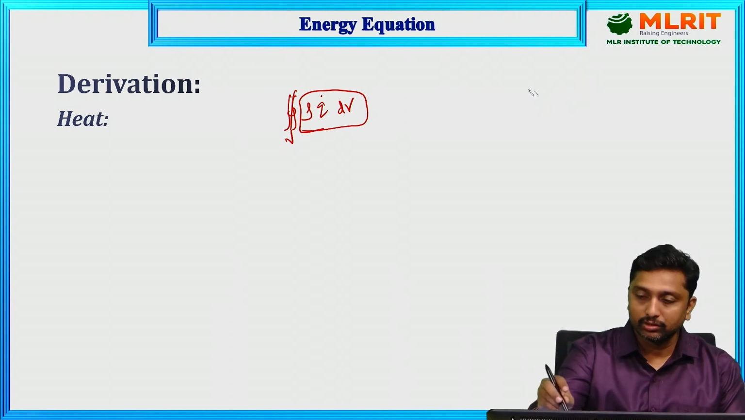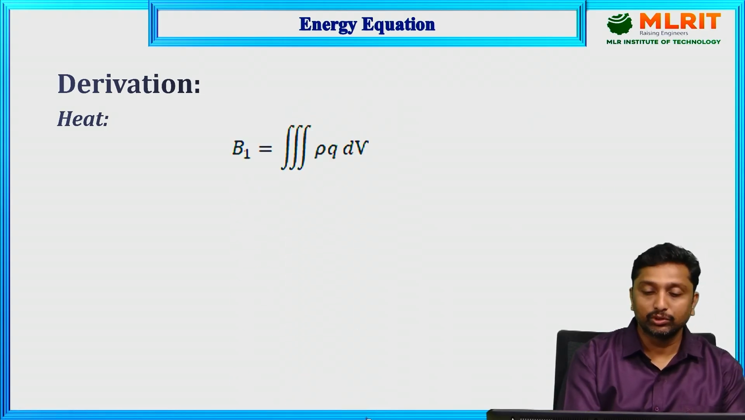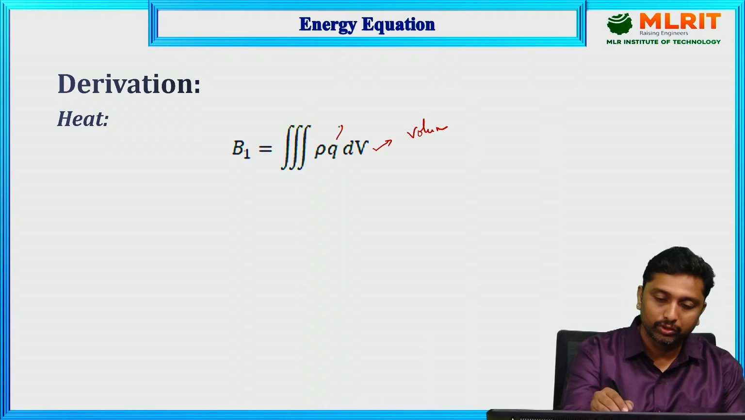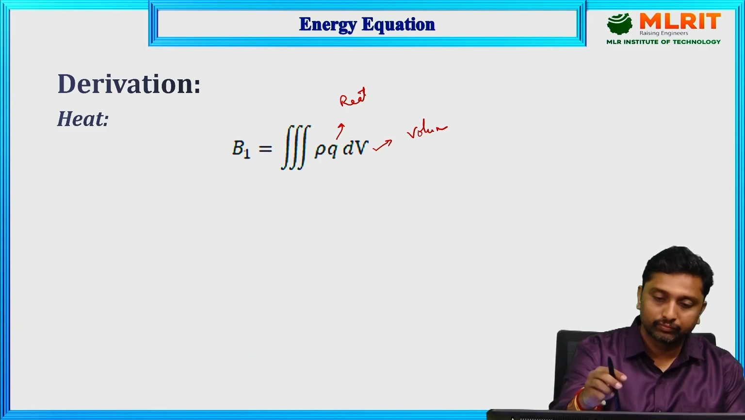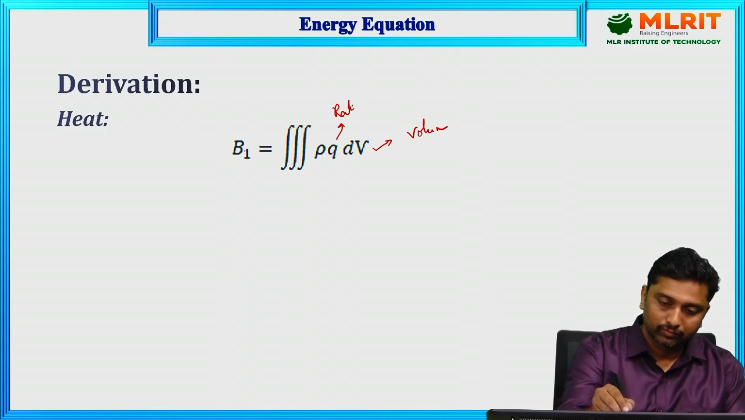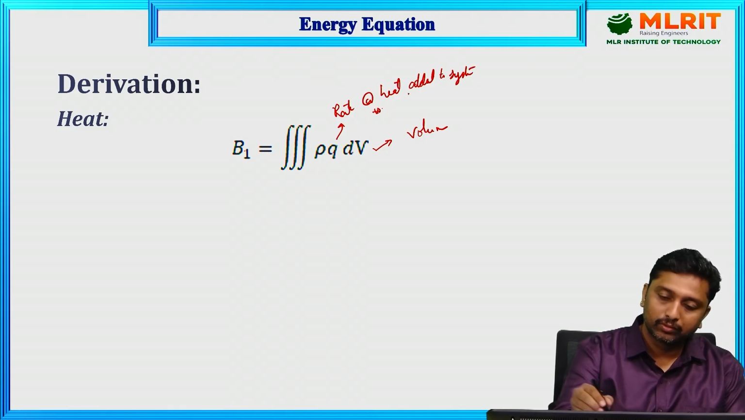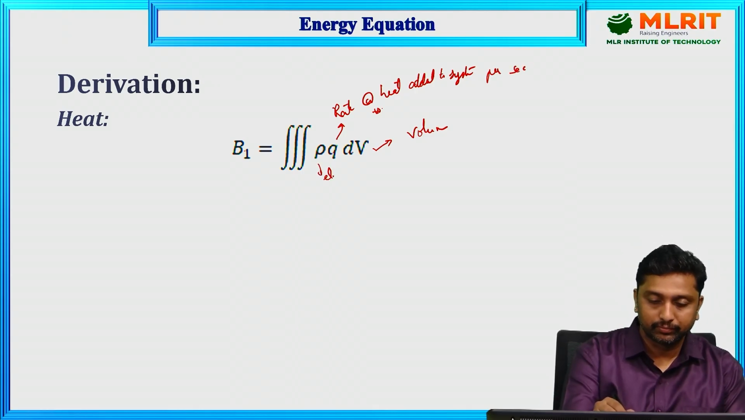So this can be written as B1 equals the integral of rho Q dot into dV, where V is the volume, Q dot is, as we already discussed, the rate at which heat is added to the system per second, and rho is the density of the fluid.